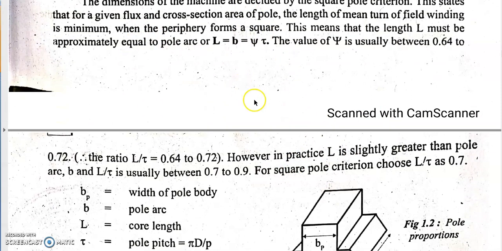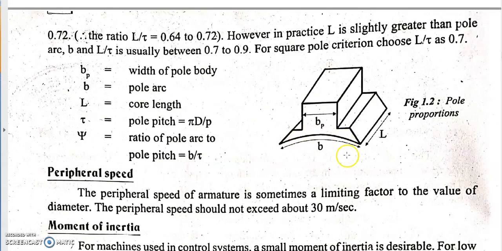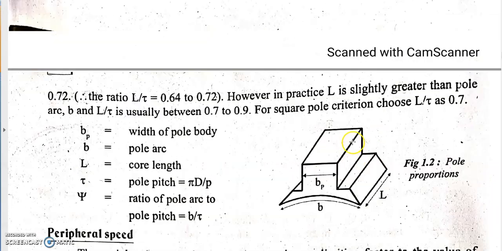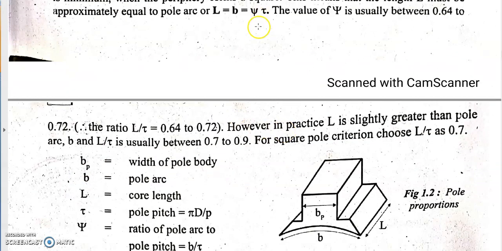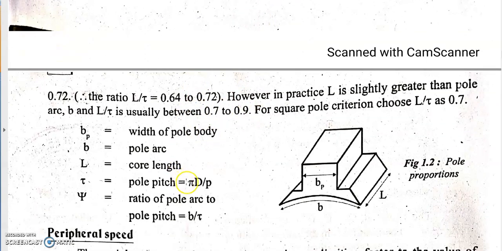So if the square pole criteria is considered, this pole arc length B will be equal to the axial length of the armature L. So in such cases, this L will be equal to B, that will be equal to psi into tau. Okay, the value of this psi is going to be between 0.64 to 0.72, and actually this psi is a form factor, field form factor. Tau is the pole pitch, pi D by P.